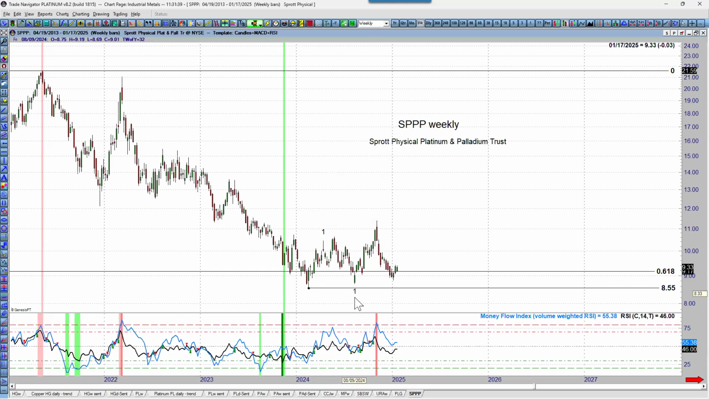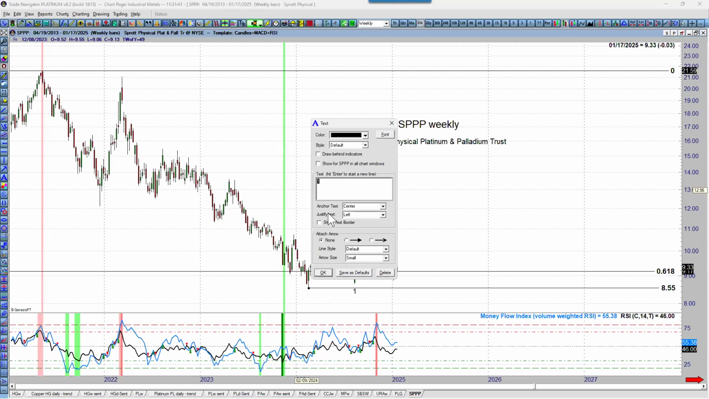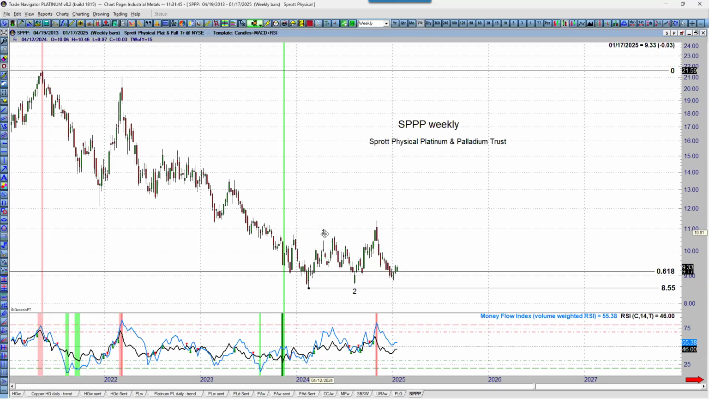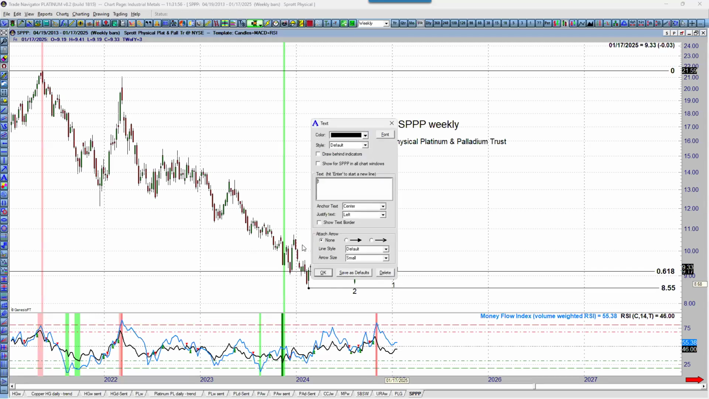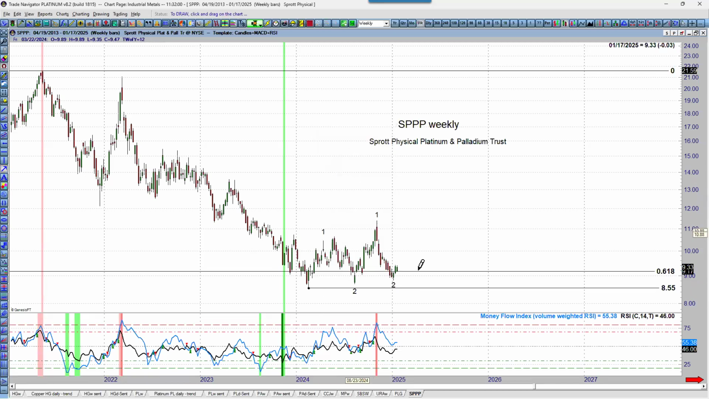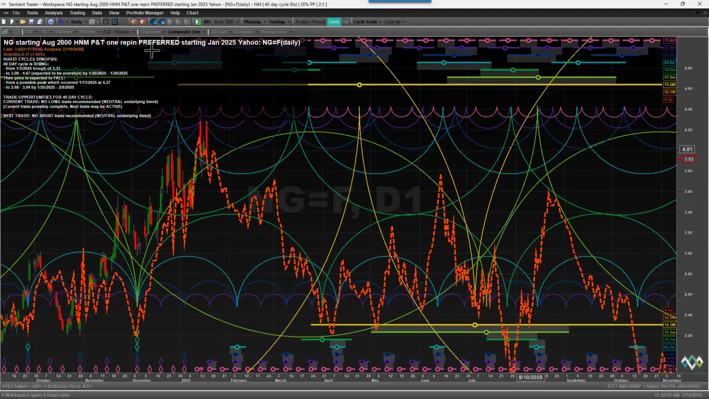So, I could see this as a potential 1, 2, and this next wave one looks really impulsive, like a perfect 1, 2, 3, 4, 5, like a leading diagonal. Then another one and a 2. SPPP. I am going to see what a Hurst looks like on that.